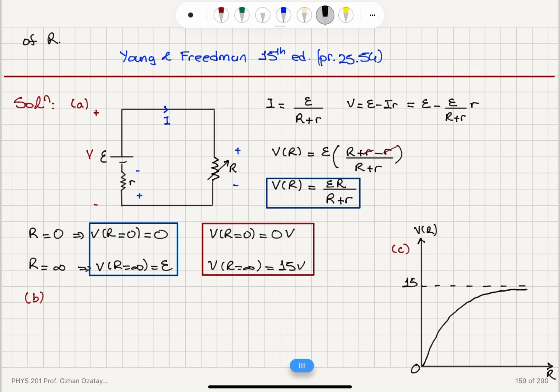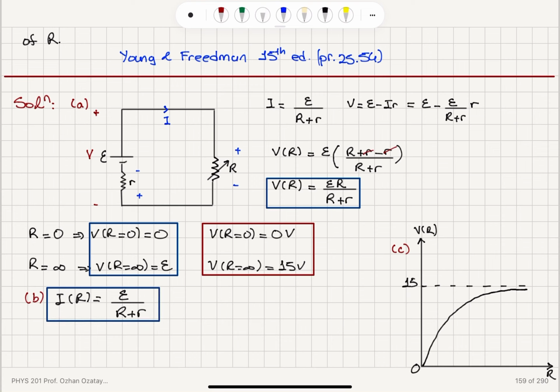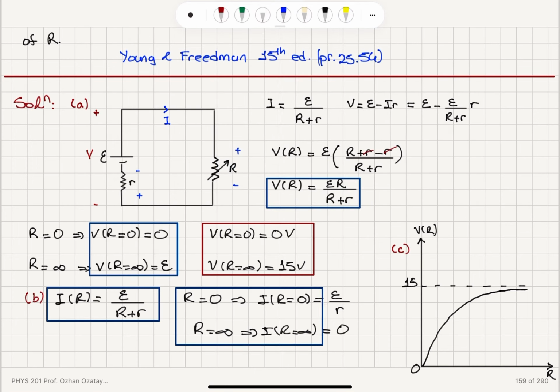Now, the current as a function of R is epsilon divided by capital R plus r, which is what I have written here, epsilon divided by the equivalent resistance. So for R equal to zero, this current value will be epsilon divided by the internal resistance r. When R is equal to infinity, the current will be zero. So this is what I will find.